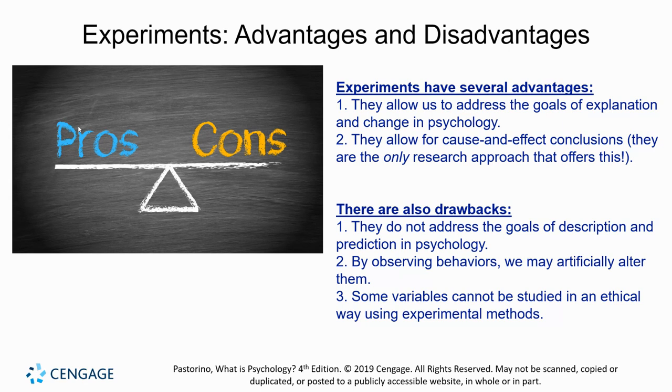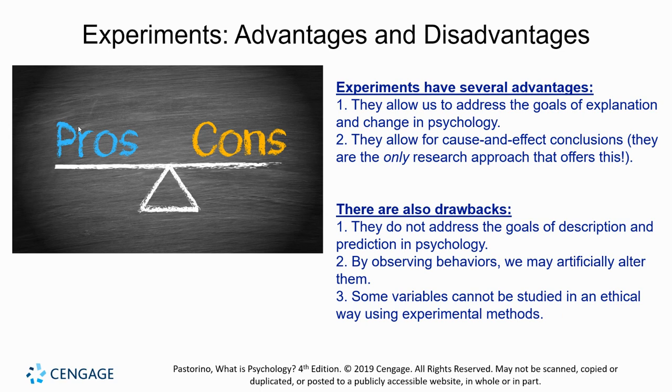There are a few drawbacks. One of the biggest drawbacks is that they do not address the goals of description. And so in an experiment, you're not really describing the phenomenon. You're just sort of explaining that the one variable caused the other variable to change. Sometimes when you observe something, it changes the way people behave. This is the issue with almost anything that isn't a naturalistic observation. As soon as you start interfering, it affects how people change. And this is the problem.